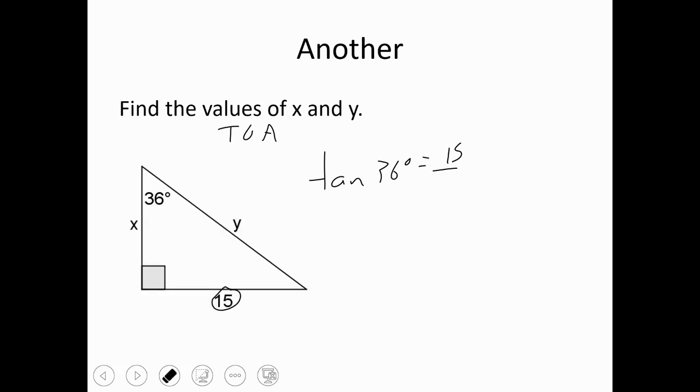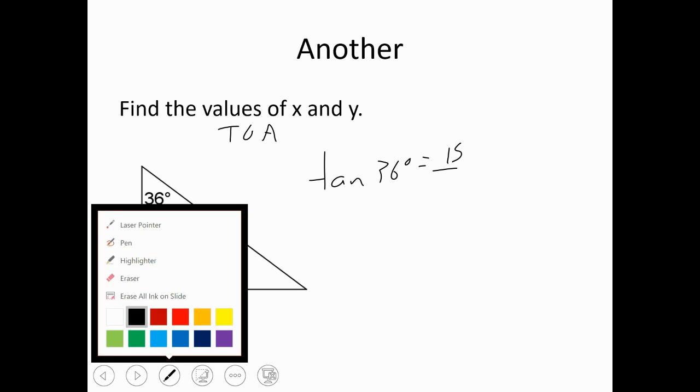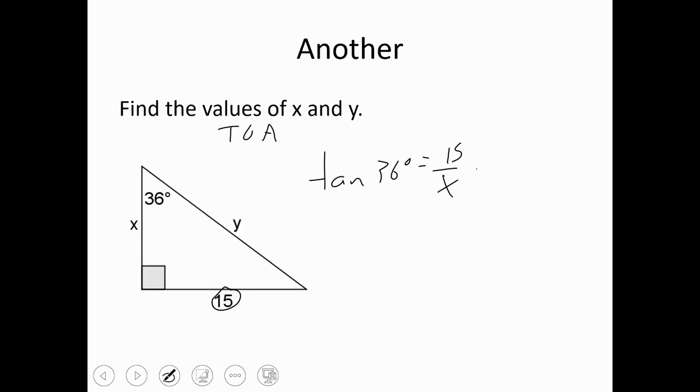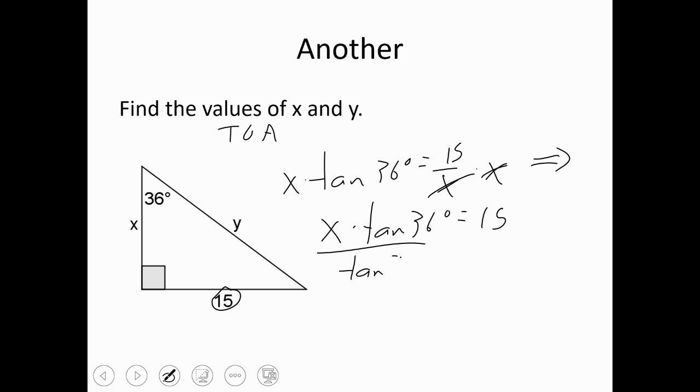Let me erase that out. 15 over x. And then let's make sure you can do the algebra. Sometimes students don't do this right. So to solve for x, we would multiply both sides by x, which I just did. So I get x times the tangent of 36 degrees is equal to 15 because x over x is 1. And then I would divide both sides by the tangent of 36. We'll do a table lookup in just a second to get the value of tangent 36, but I'll just write it like that for now. Tangent 36 over tangent 36 is 1. That's some quantity over itself. So we get that x is 15 over the tangent of 36 degrees.